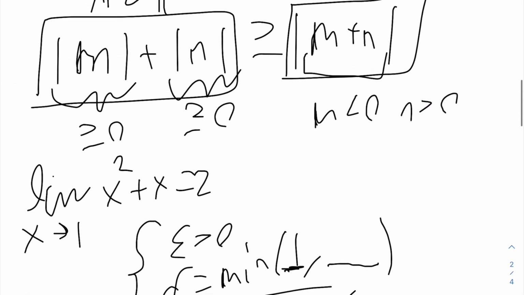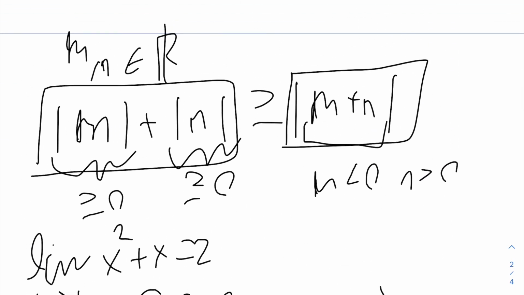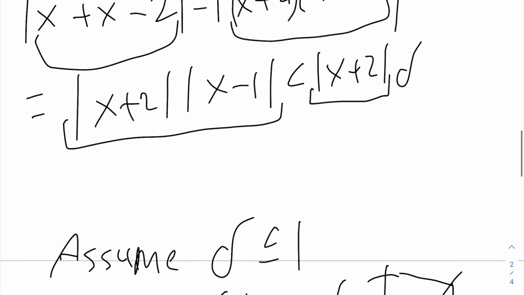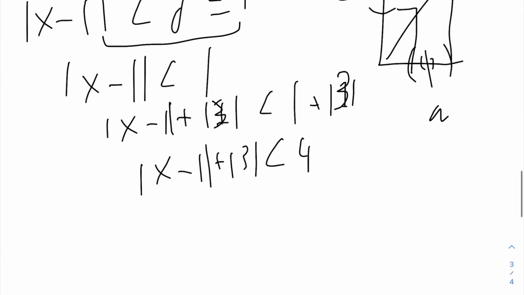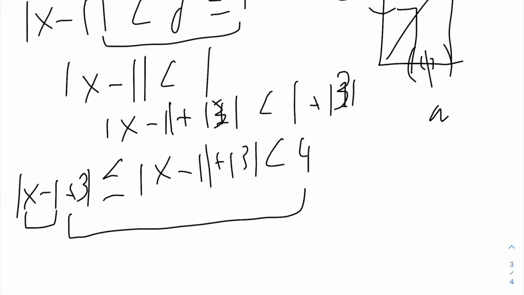And then from our reverse triangle inequality, we see that the sum of two magnitudes is greater than or equal to adding the two numbers and then getting its magnitude. So this is greater than or equal to just |x - 1 + 3|. We're using the reverse triangle inequality to compress this down into one absolute value. And we see that the relationship between this and 4 is that 4 is greater than that number.